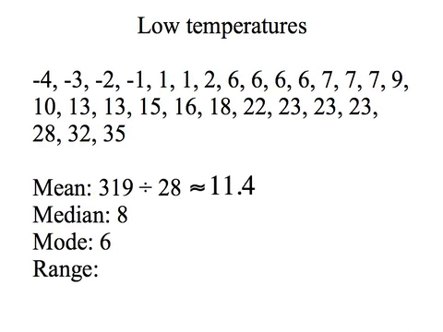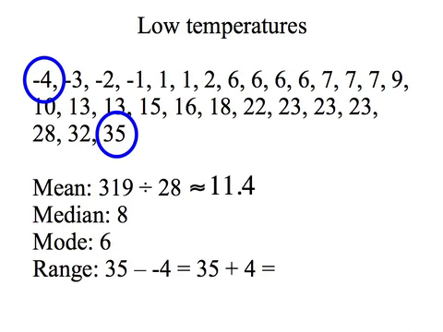And now for the range. It's not hard to find the high and the low. 35 and -4. I have to do 35 take away -4, and I know that that means 35 plus 4, because subtracting a negative is the same as adding its opposite, or adding a positive. So the range is 39.